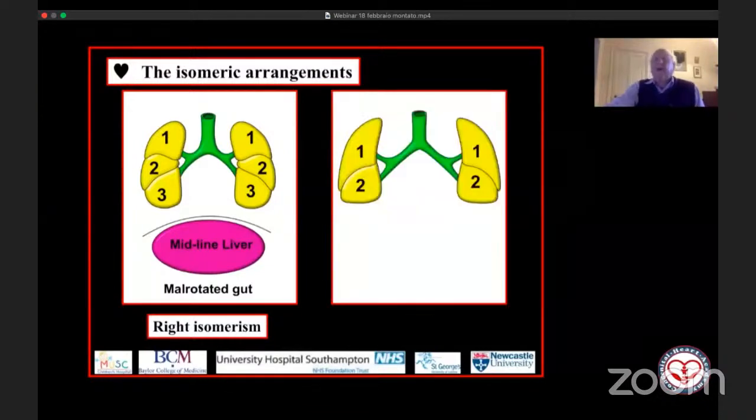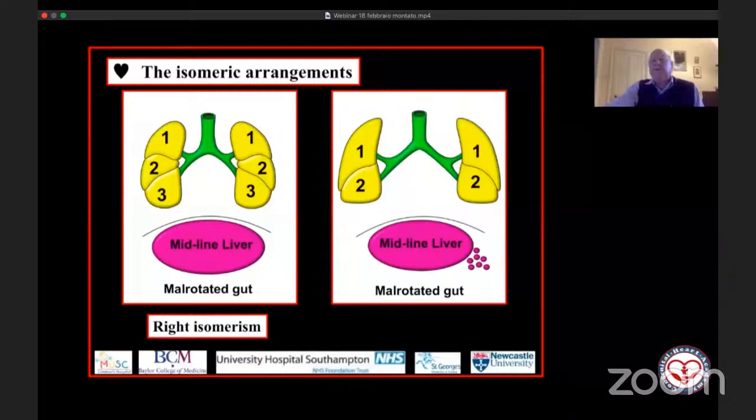And the other half of visceral heterotaxy is when both lungs are bilobed with long bronchuses, pointing to an isomeric left arrangement. Again, a midline liver, but this time with multiple spleens, along with malrotation of the gut. But now we will anticipate finding smooth vestibules on both sides, telling us that we are dealing with left isomerism. So this is our starting point for analysis of the ventriculo-arterial junctions.